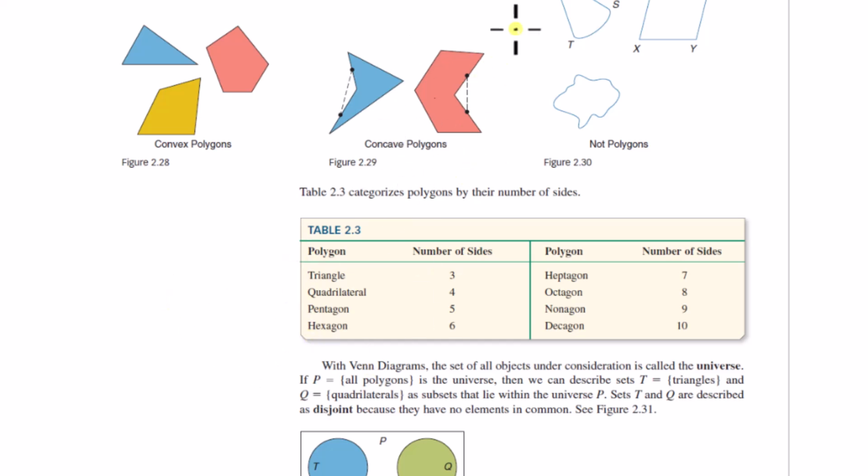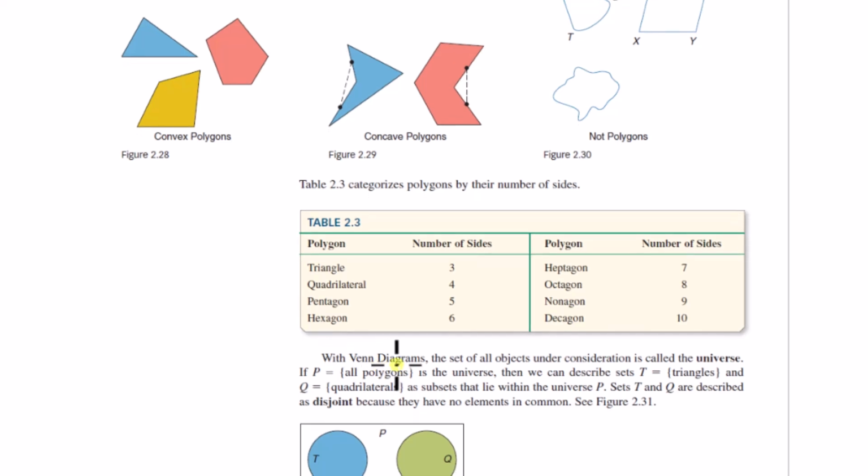So I'm not even sure, can you have a concave quadrilateral? I guess you could. Yeah, so there you go. There's a concave quadrilateral. 1, 2, 3, 4. Yeah, okay. Once you get above 3 sides, you can have concave or convex polygons.